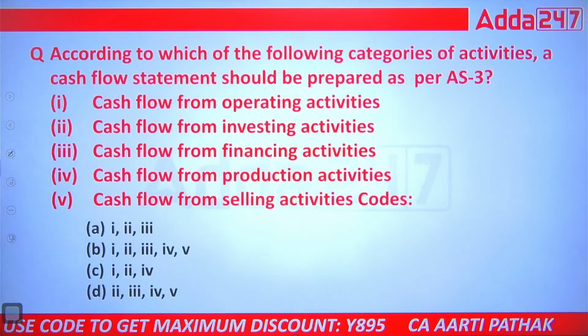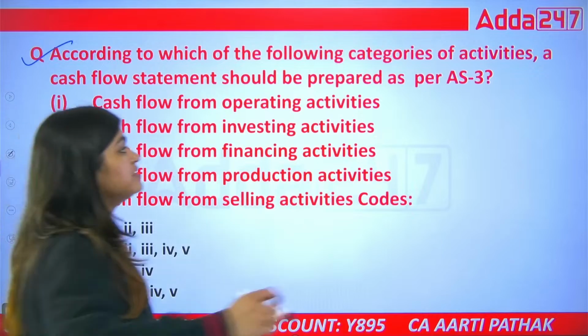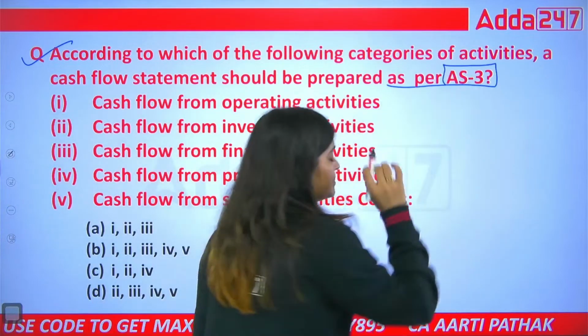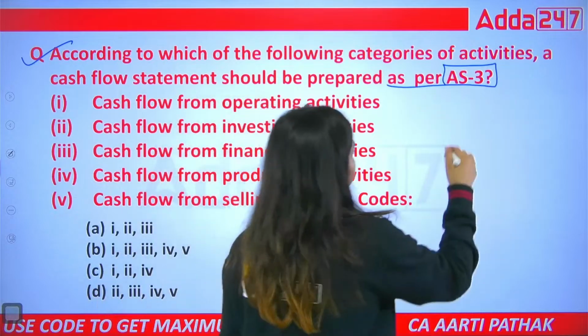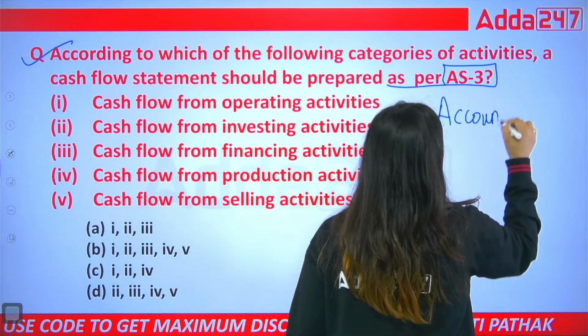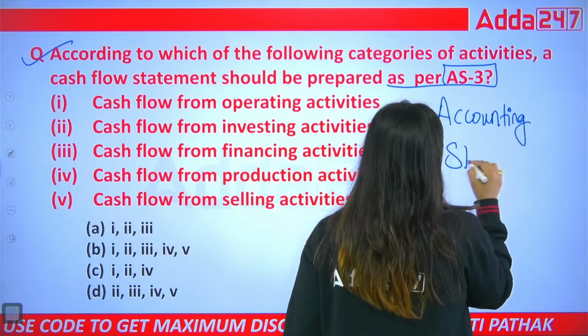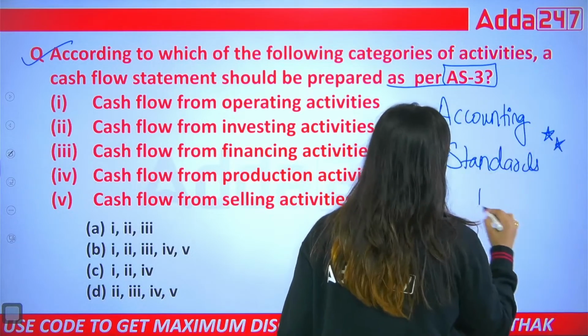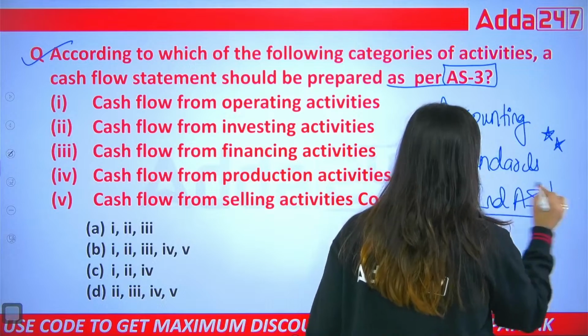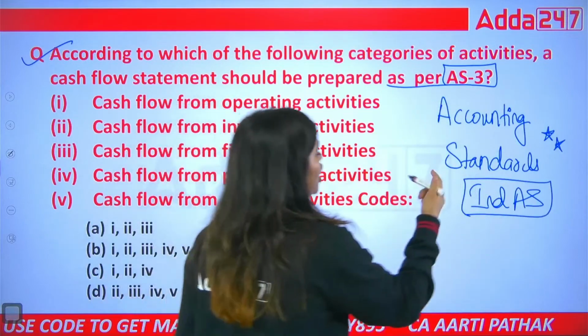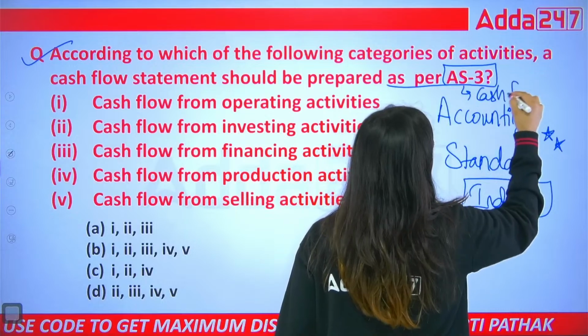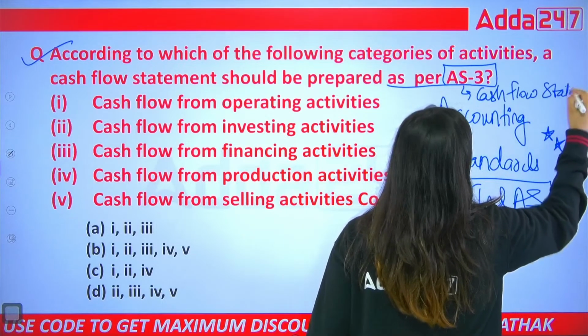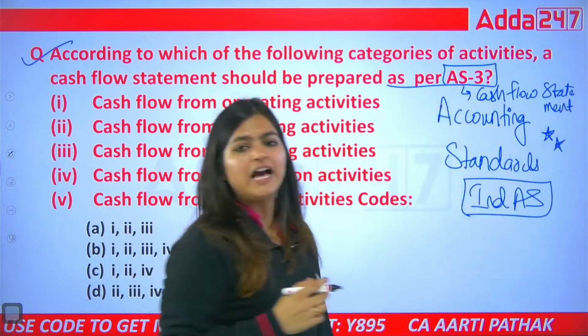Chali. Next question. According to which of the following categories of activities should a cash flow statement be prepared as per AS3? Okay. Remember one thing for your exams, accounting standards are very important. Not only accounting standards, they ask you questions from NDS also. So AS3 talks about the cash flow statement. Okay, now what is this cash flow statement?